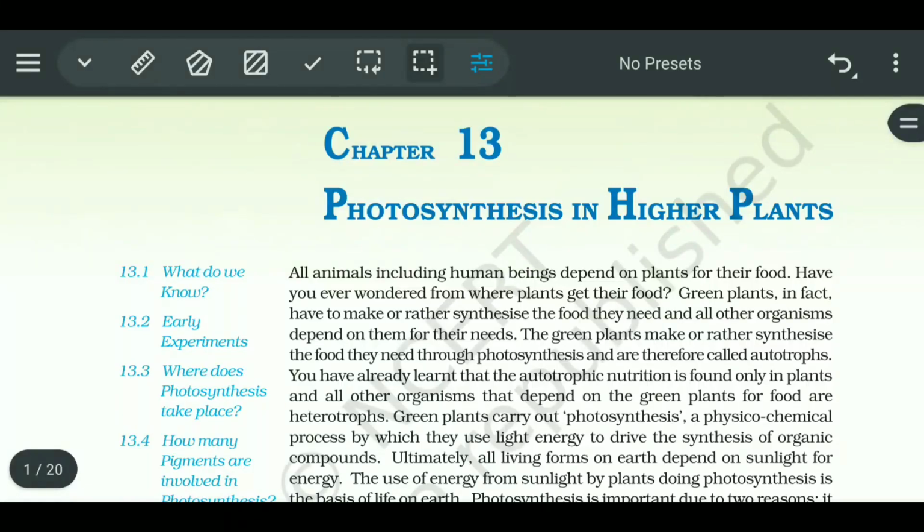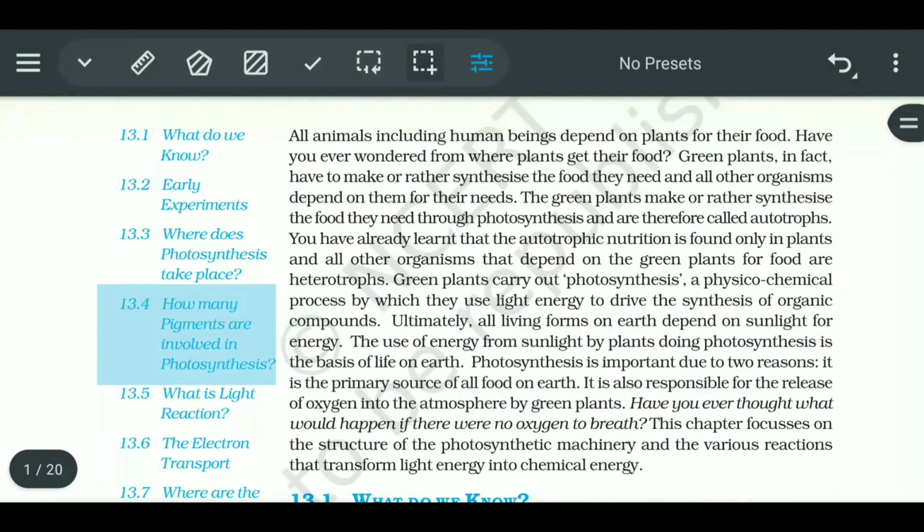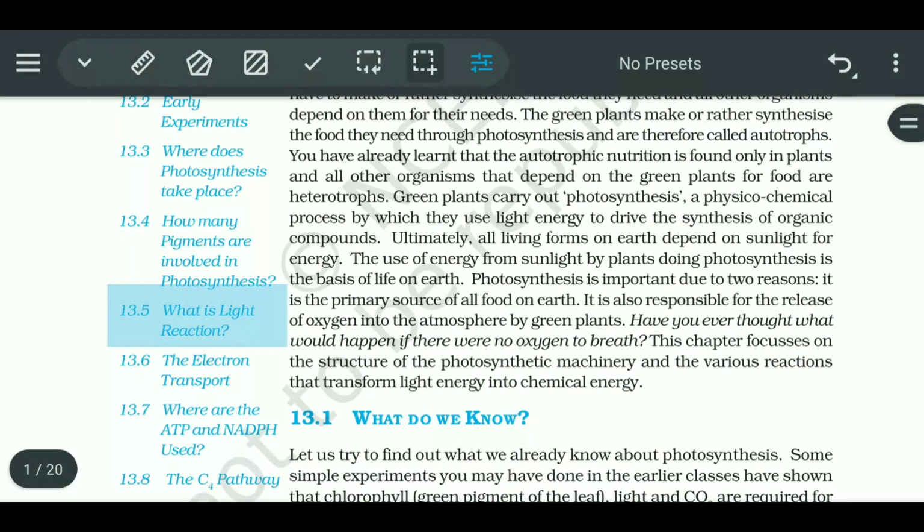Chapter 13 Photosynthesis in Higher Plants. 13.1 What do we know? 13.2 Early experiments. 13.3 Where does photosynthesis take place? 13.4 How many pigments are involved in photosynthesis? 13.5 What is light reaction?